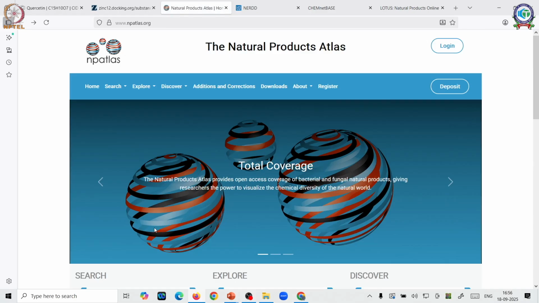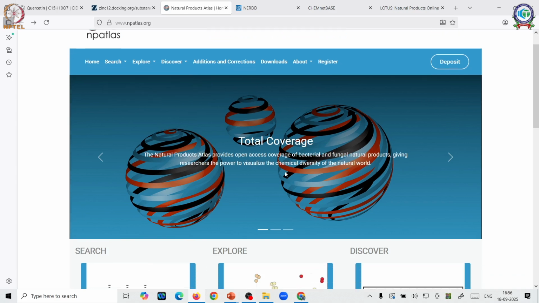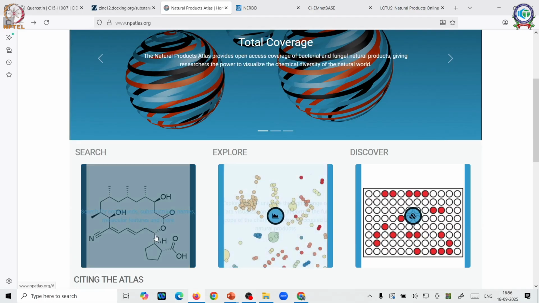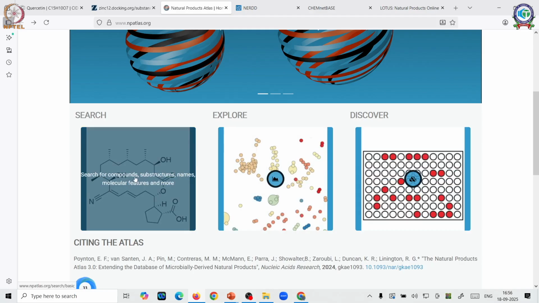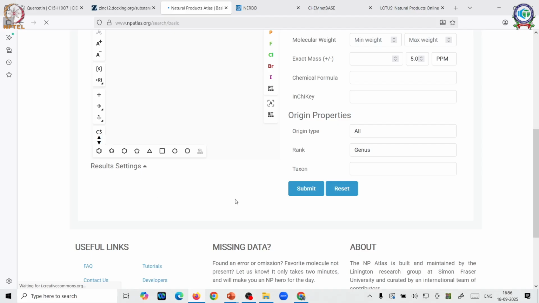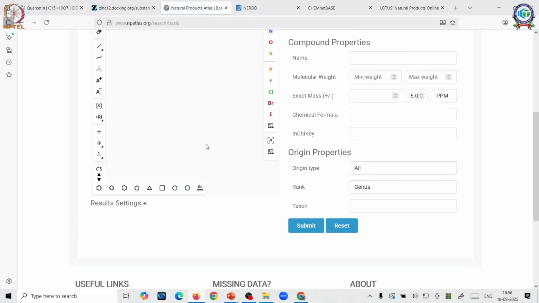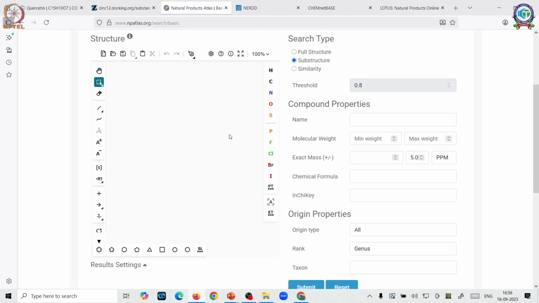NP Atlas database is another curated database for phytochemicals. So it contains properties of most of the phytochemicals with respect to their structures as well as their pharmacological activities. So let's put in the query for our compound and then search whether it has something to offer in addition compared to the previous software. So here in this case, I'll put in my query in the form of a structure. So let's draw our quercetin.